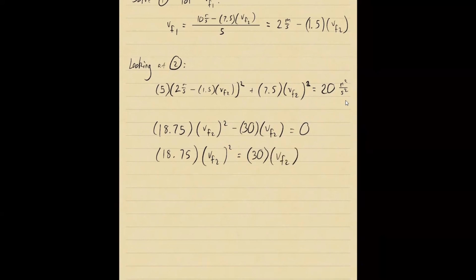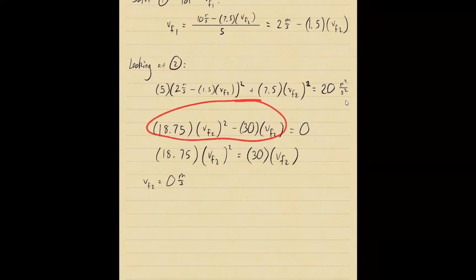So there's actually two solutions that solve this equation right here. If I make the final velocity of the second ball 0 meters per second, then if you plug 0 in here and 0 in here, it's true that the left-hand side of this equation will equal 0.